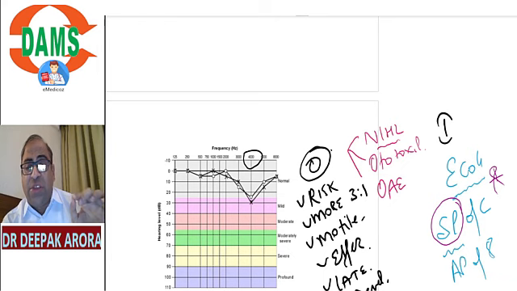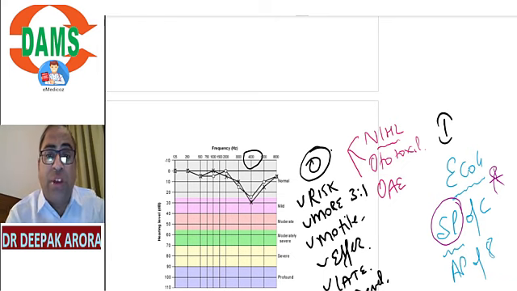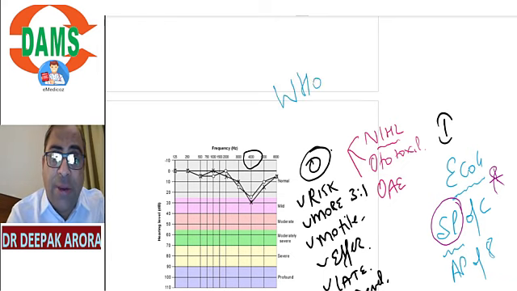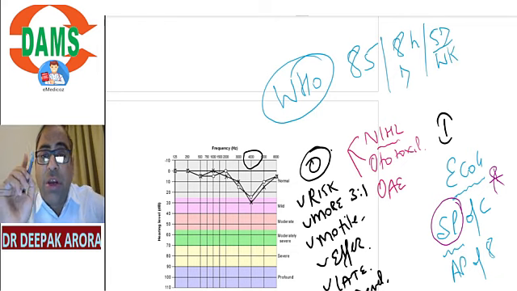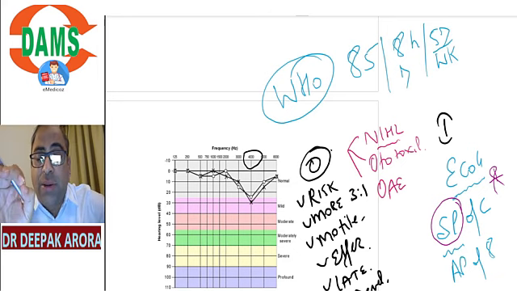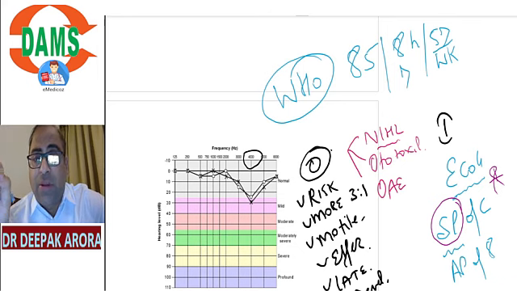So which PSM MCQ can we discuss? What is the WHO guideline for industries? Always remember, it is 85 decibel, 8 hours in a day, 5 days in a week. So this is your WHO guideline for industries. For noise induced trauma, WHO says the maximum limit should be 85. Patients should not work more than 8 hours in a day or 5 days in a week.